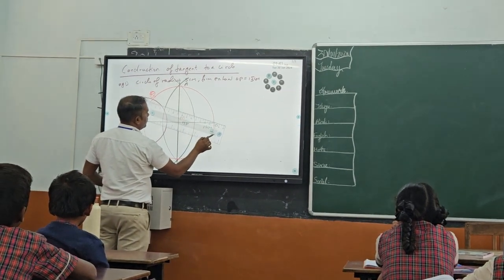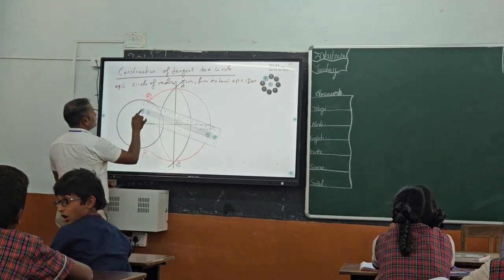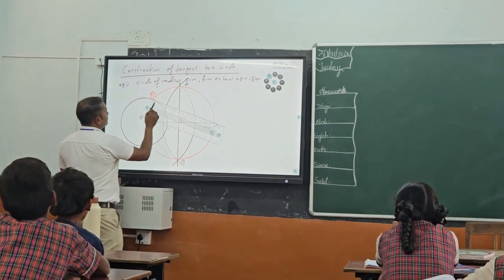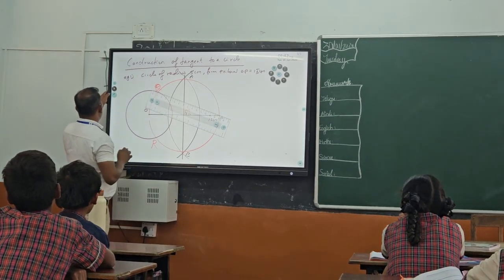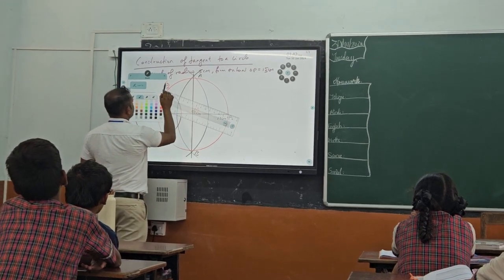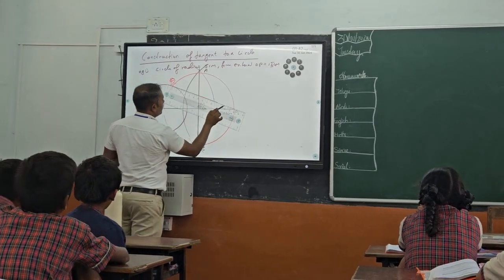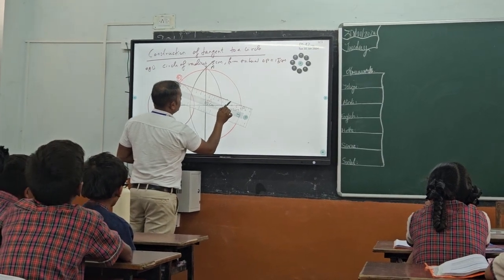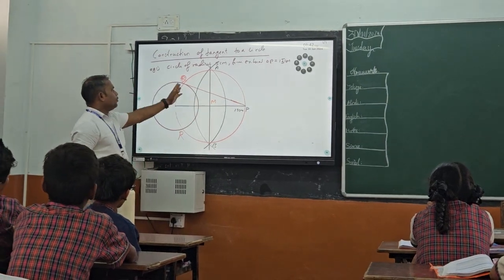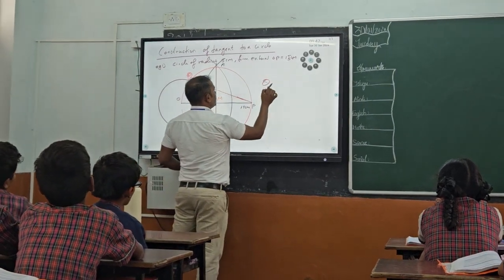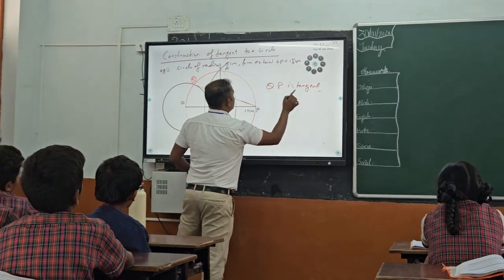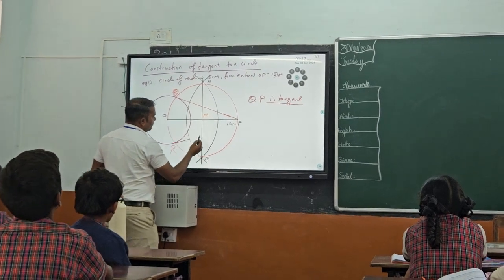So what is this called now? Bisecting we have already done. This is called what? Tangent. So, QP is the tangent. QP is tangent to the circle. Similarly, downside also we can draw this line.